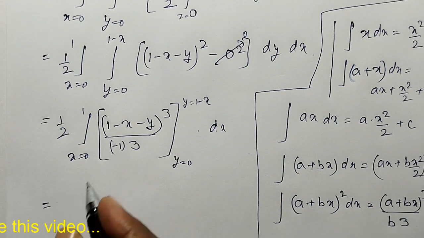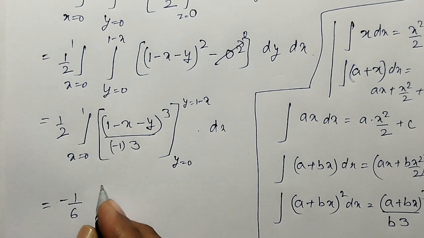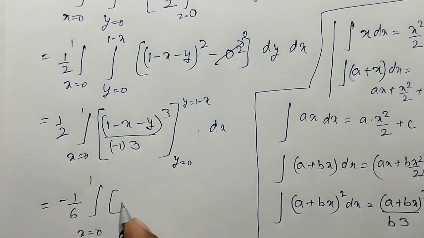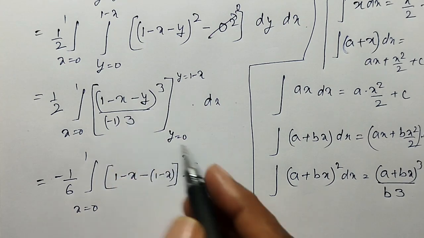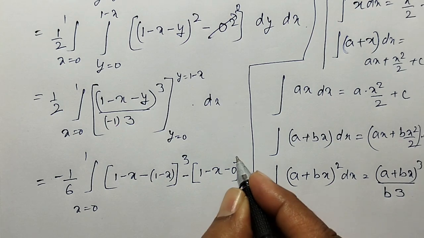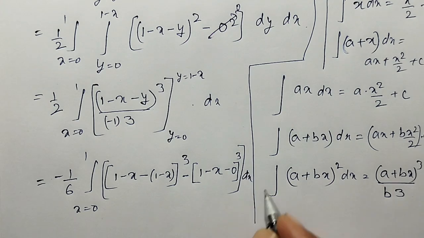What I am going to get, let me check. Minus 1 by 3 here outside become minus 1 by 6, integration from x equal to 0 to 1. Now for this one upper limit, y is replaced by 1 minus x. This is (1 minus x minus of 1 minus x) bracket cube, upper limit minus lower limit. What is my lower limit? Y is equal to 0. (1 minus x minus 0) raised to 3 into dx as it is. It is not yet integrated.